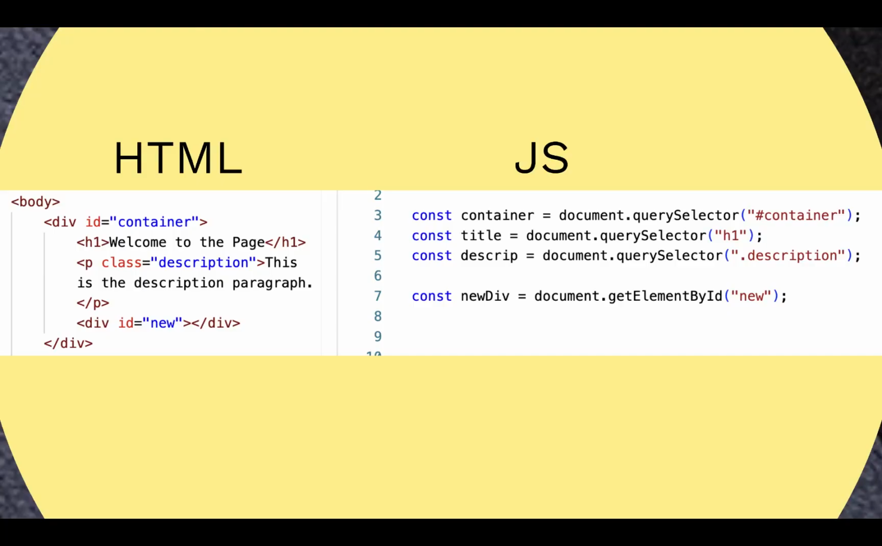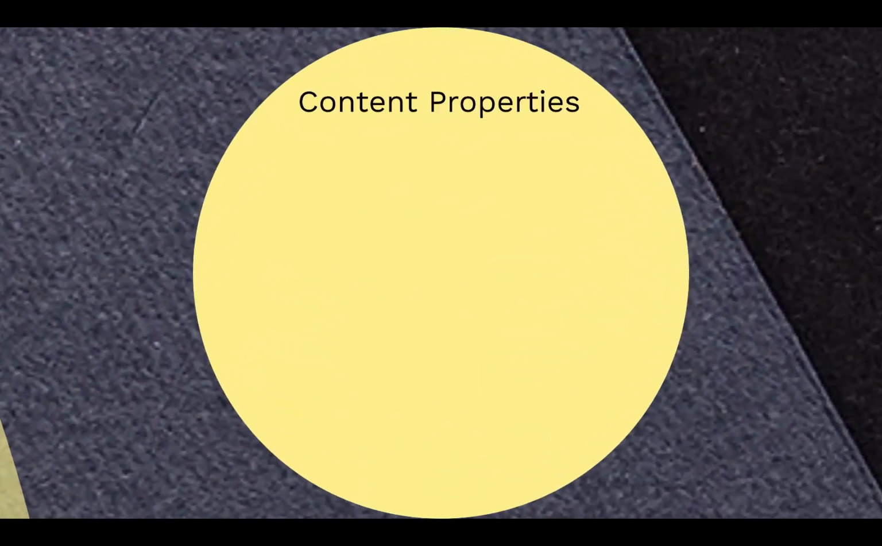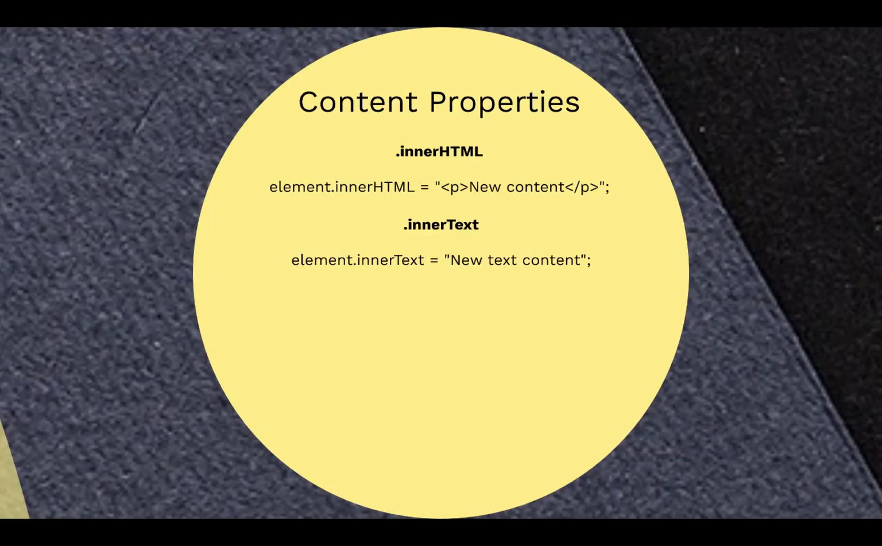Once you've selected the elements, you can use different properties to change, add, or delete information about the element. For example, to change the content of an element in JavaScript, you can use these properties. innerHTML sets or gets the HTML content inside of an element. In this example, the element will have its content replaced with this new paragraph. innerText sets or gets the visible text inside of an element. textContent is similar to innerText but includes any hidden elements.